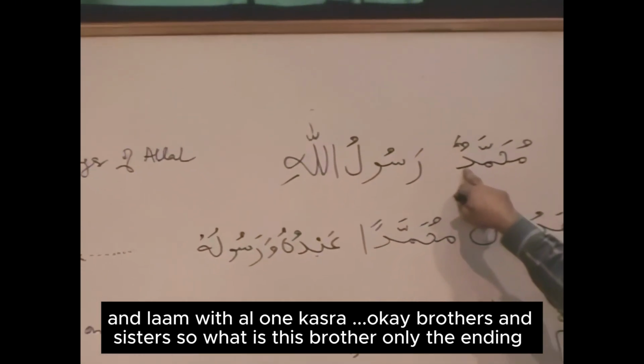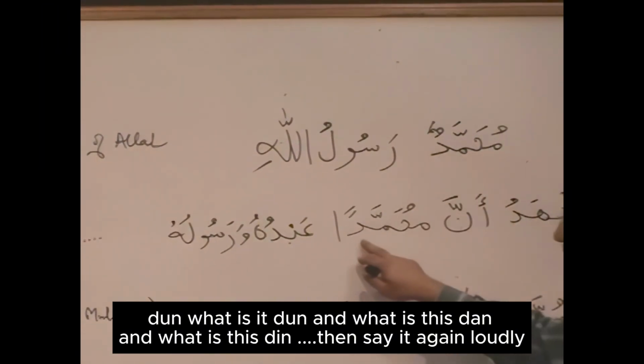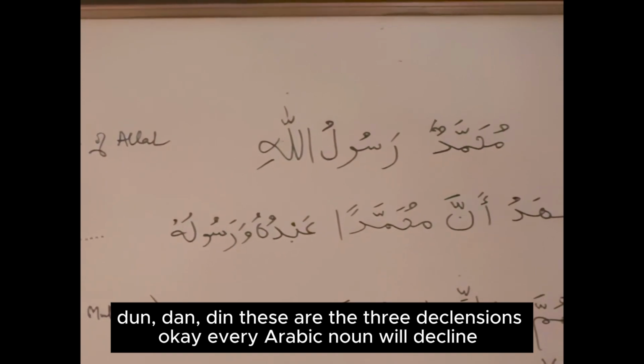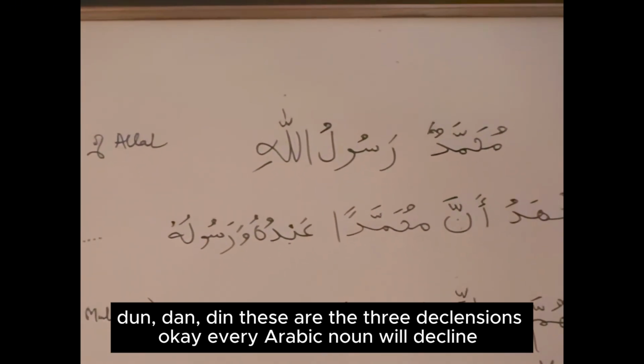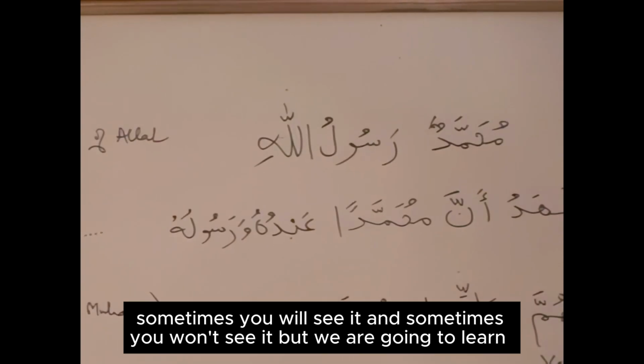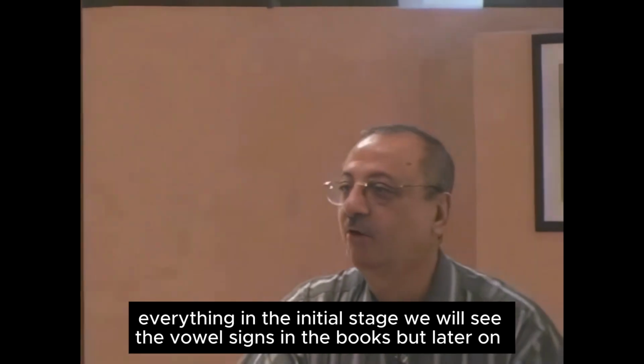So what is this, brother? Only the ending. Dun. What is it? Dun. And what is this? Dan. And what is this? Dhin. Say it again loudly. Dun. Dan. Din. These are the three declensions. Okay? Every Arabic noun will decline. Sometimes you will see it, and sometimes you won't see it, but we are going to learn everything. In the initial stage, we will see the vowel signs in the books, but later on, we may not.